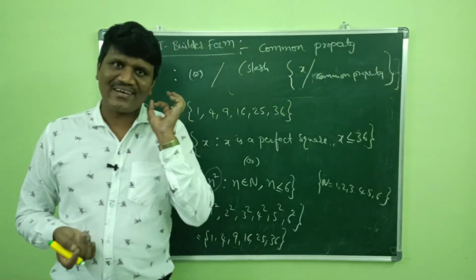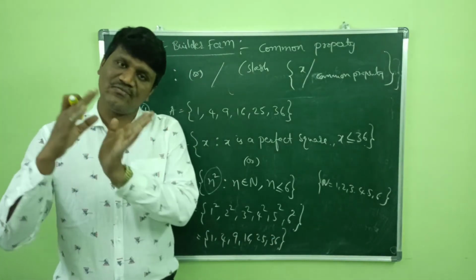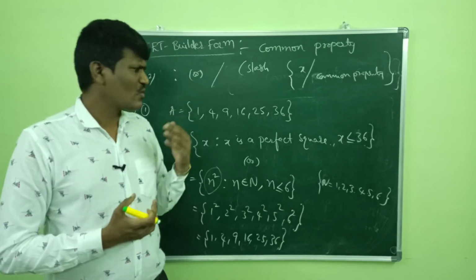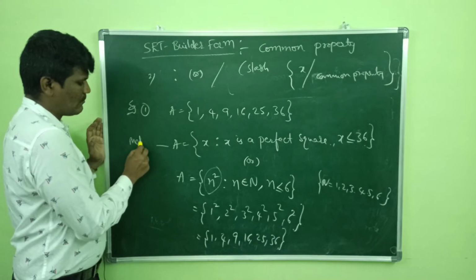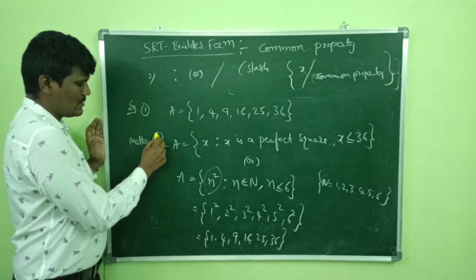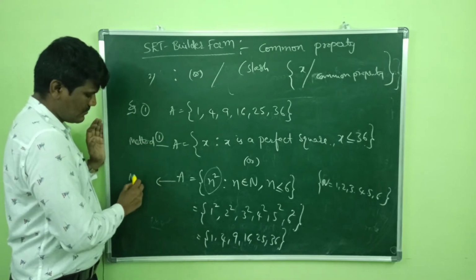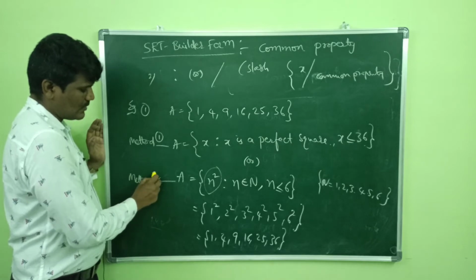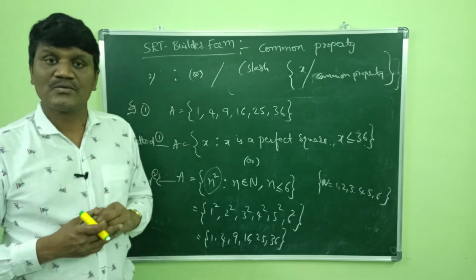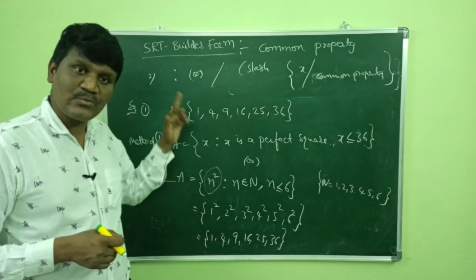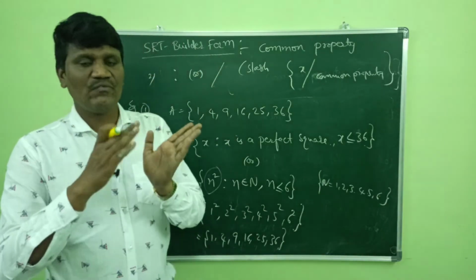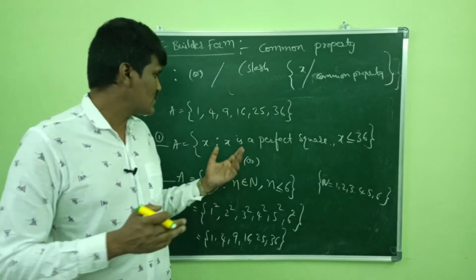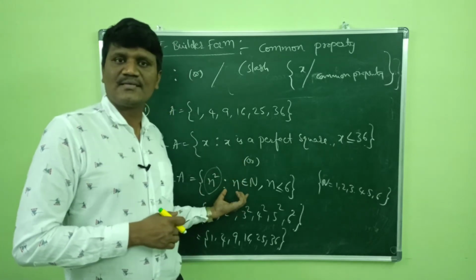So I can write a roster form into different set builder forms. This is one way, this is method 1. You can write in this manner, or else you can write in this manner, method 2. The list of elements is the same, but while writing the set builder form, we used a different approach. This is the first approach and this is the second approach.